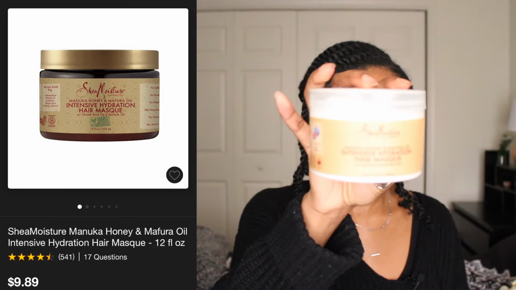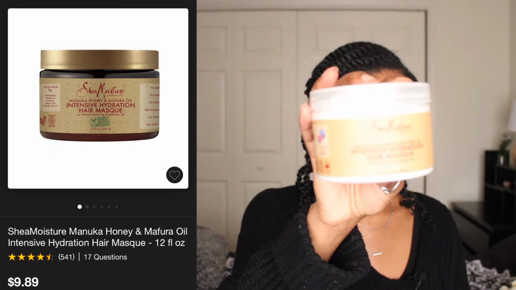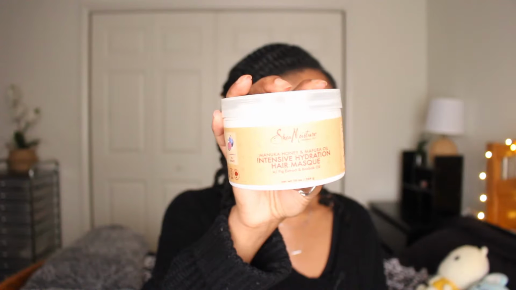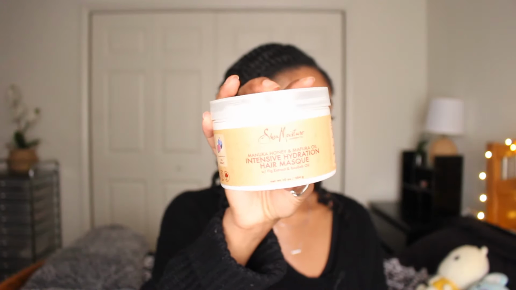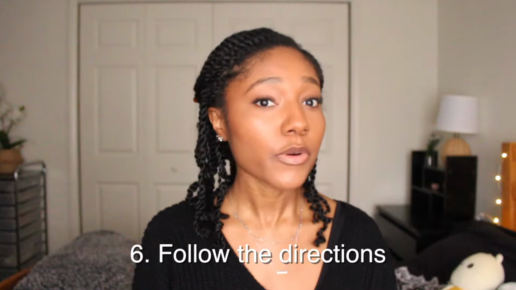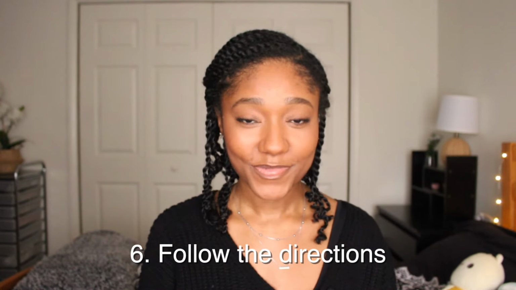These names from Shea Moisture are super long. So yes, this is a very moisturizing hair mask that only has to be left in for 5 minutes. So yes, I recommend finding products that don't have to be left in as long if you're worried about wash day taking longer because you have to worry about deep conditioning. The next tip is to follow the directions.